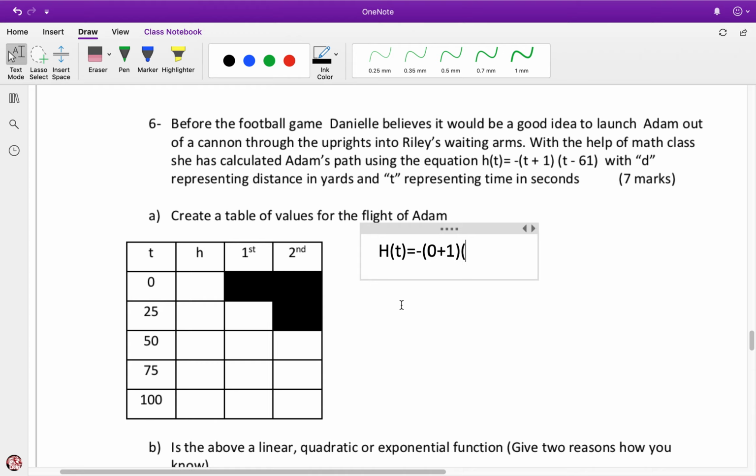Plus 1, 0, minus 61. And that would equal, I think it's 61. There we go. That equals 61. Now I'm just going to look at my calculator instead of doing all the numbers out and try to find all my important numbers. What do I give you next? 25?